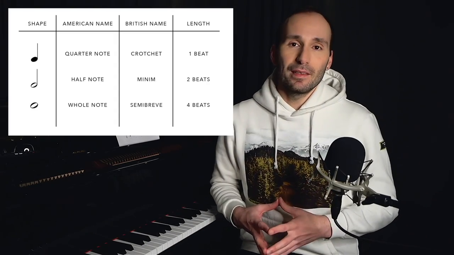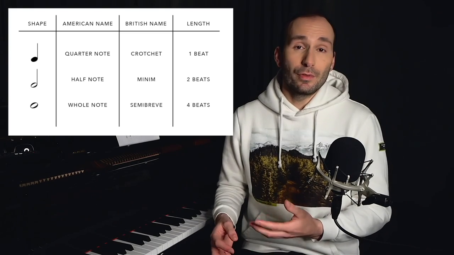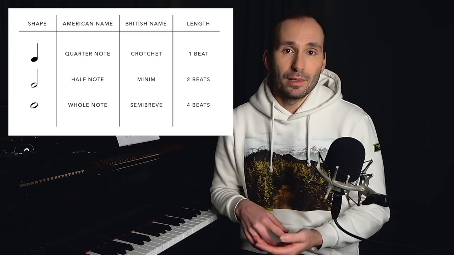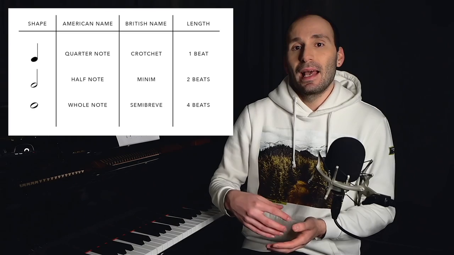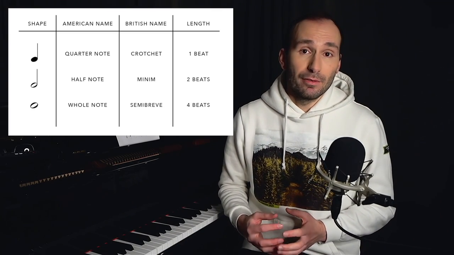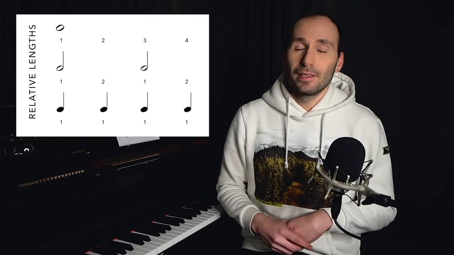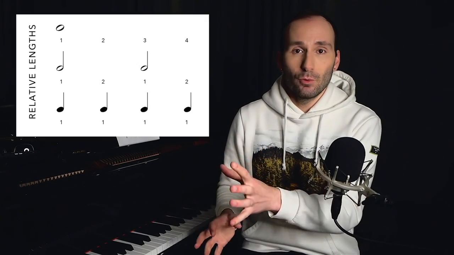So what that means is if we start beating a pulse, the quarter notes are going to be held down for 1 beat, but the minim is going to be held down for twice as long, and the whole note is going to be held down for 4 times as long as a quarter note. So as you can see here on this chart, you can fit in 4 quarter notes into 1 whole note and 2 half notes into 1 whole note.